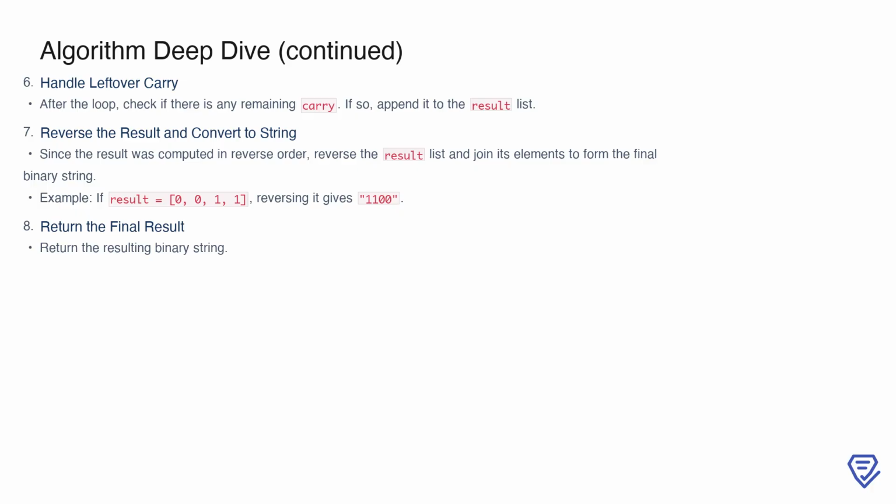Since the binary digits were computed in reverse order during the process, the result list must be reversed to obtain the correct final order. After reversing, the list is converted into a string by joining its elements. For example, if the intermediate result is 0, 0, 1, 1, reversing it gives 1100, which is the correct final binary sum. The resulting binary string is then returned as the output of the algorithm, completing the process.